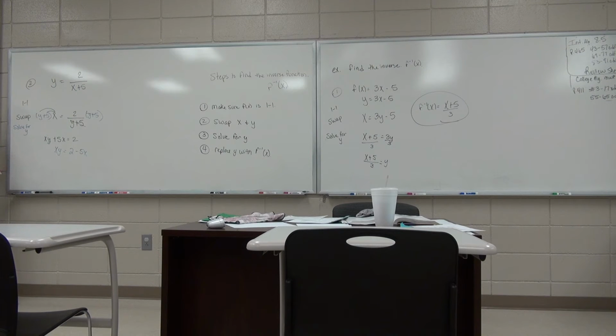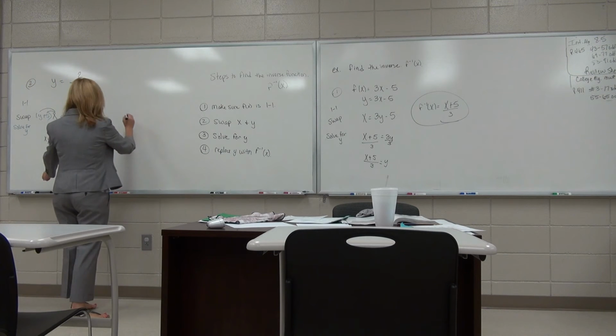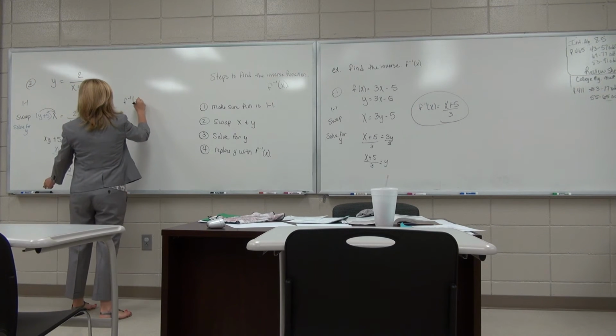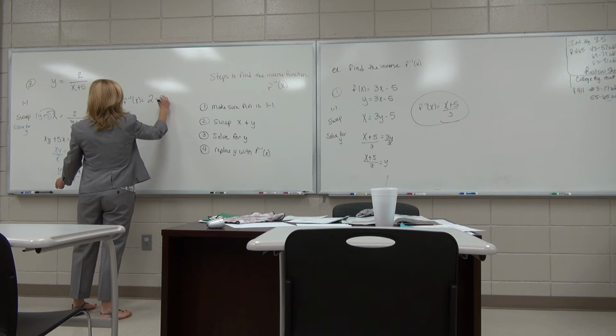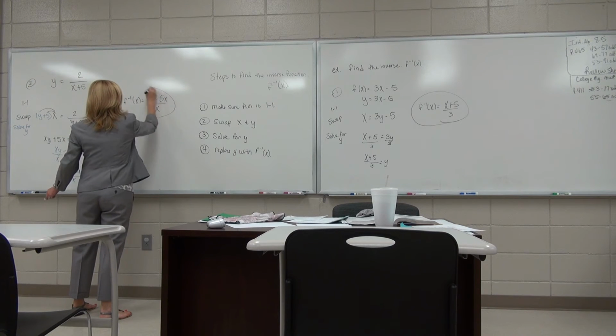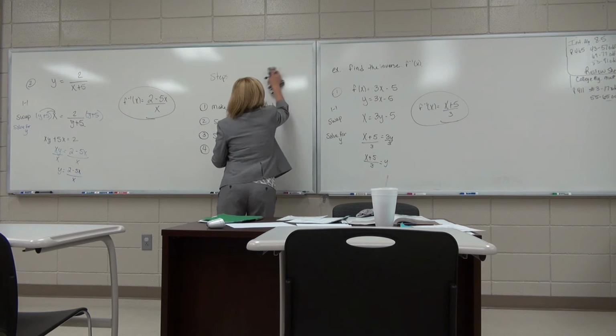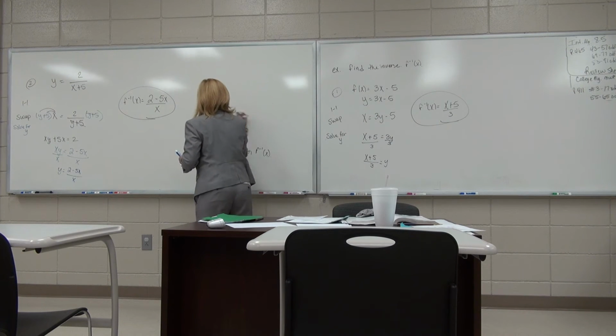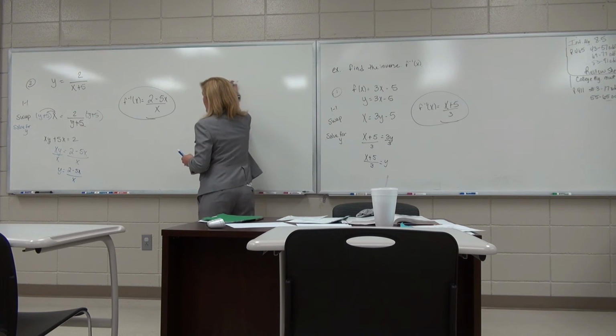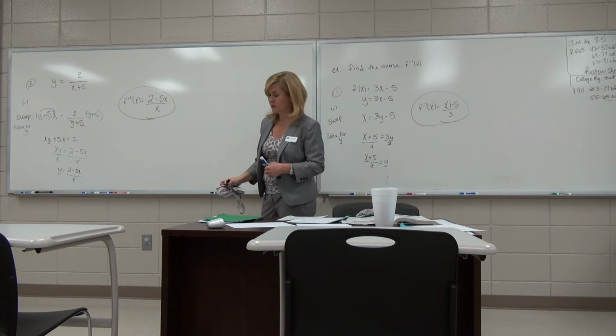Now what do I need to do to get y by itself? Divide both sides by x. So you end up with y is equal to 2 minus 5x over x. So for your fourth step, replace y with f inverse. So f inverse of x is equal to 2 minus 5x over x. So you always put the -1 by the x? Yes, that's the notation for the inverse, so yes, you'll always do that.